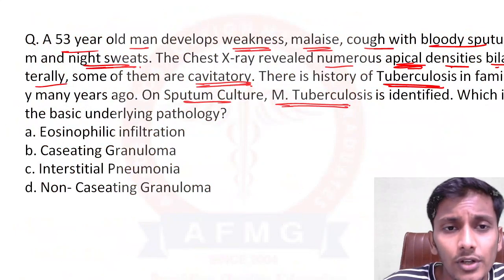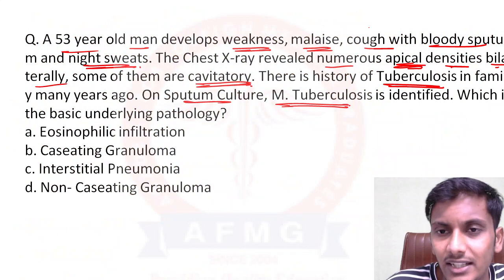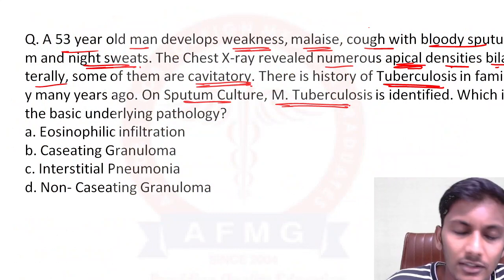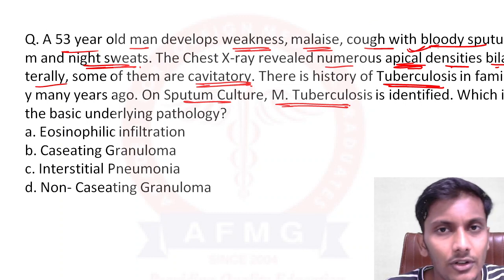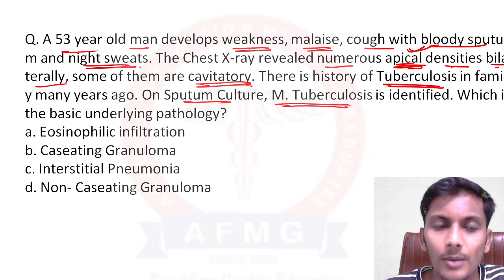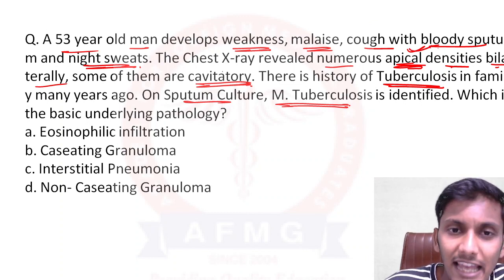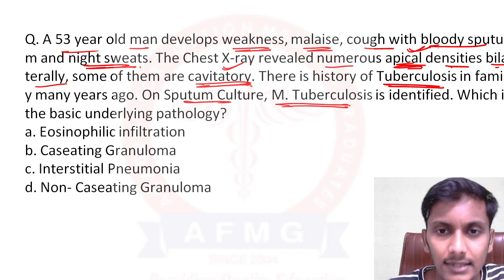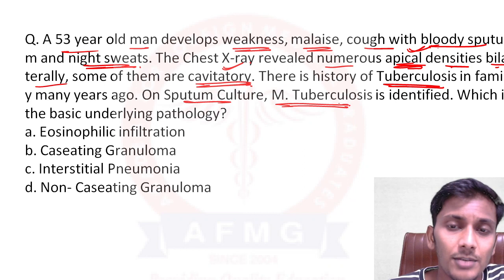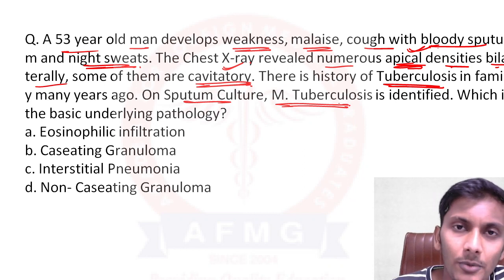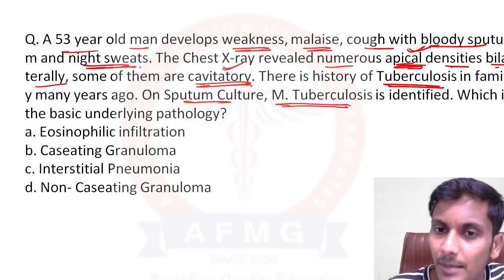A 53-year-old man develops weakness, malaise, cough with bloody sputum and night sweats. Chest X-ray revealed numerous apical densities. As we have already seen, the apex is the most commonly affected part. Some of them are cavitatory. Yes, cavitation is usually seen in cases of TB. There is a history of tuberculosis in the family. So family history is very important. There is contact with a positive case. On sputum culture, MTB is identified.